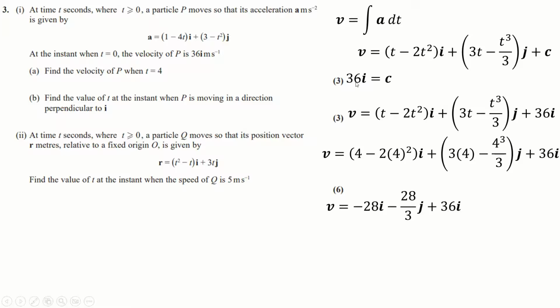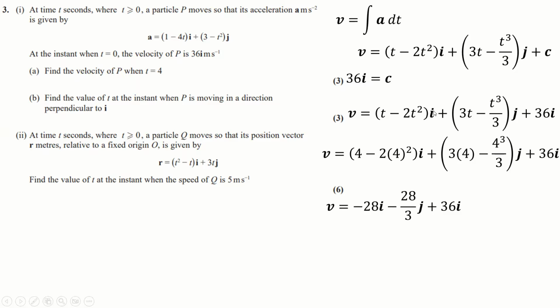Doing a whole integration, finding the constant c, and then putting something back in. Yeah, but whatever. B, find the value of t, the instant P is moving in a direction perpendicular to i. Now i is the horizontal vector, right? So perpendicular to that is just vertical. So we're looking for when this v is just going vertically.